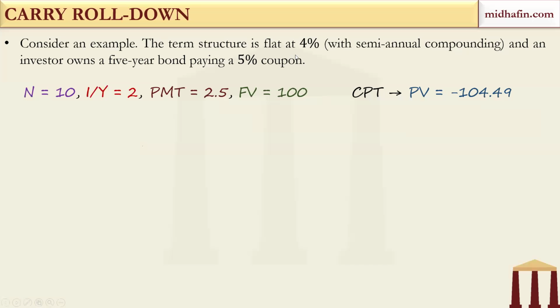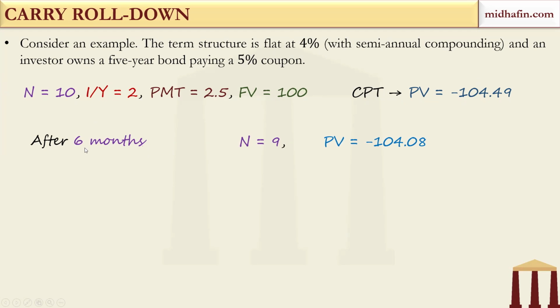Again, this is in agreement with the coupon effect. If you'll see, term structure is flat at 4%. That means my yield is also equal to 4%. And my coupon rate is 5. We studied if the coupon rate is greater than the yield, bond sells at a premium, and it is in agreement. 104.5 is greater than 100. Okay. Now, after 6 months, so this was the scenario 6 months ago.